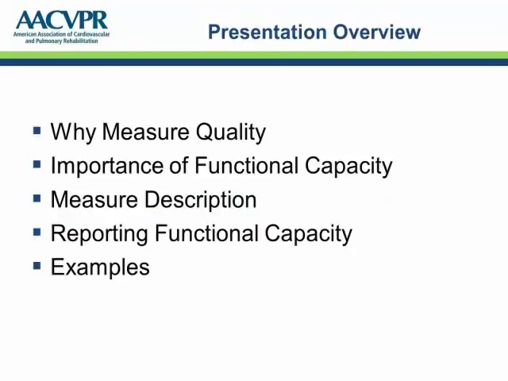During today's webinar, I will first take a quick look at why it is essential that we measure quality in healthcare and what the role of performance measure is in that process. Then we'll focus specifically on the functional capacity measure, including the importance and scientific evidence behind measuring functional capacity. I'll review the description of the measure, including the numerator, denominator, and exclusions, and describe the tools that can be used to measure and report changes in functional capacity. And then we'll conclude with a couple of examples.